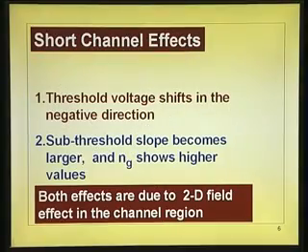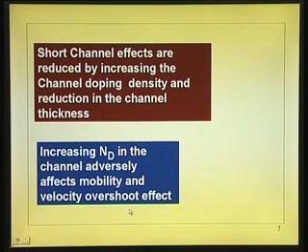So, this is summing up what I said now. Threshold voltage shifts in the negative direction, the short channel effects. The subthreshold slope, that is, the log I d versus V g s plot, becomes larger, and N g shows higher values. That coefficient, because it falls less steeply, means it takes more voltage to turn off. Both effects are due to the 2D field effect. Is it all right? Now, how can you reduce the short channel effect?